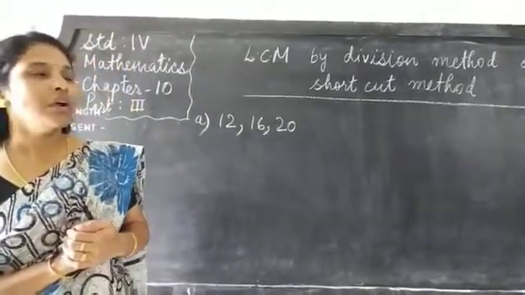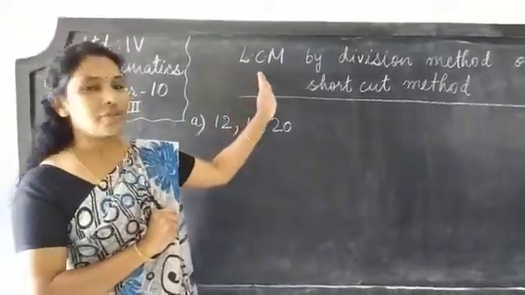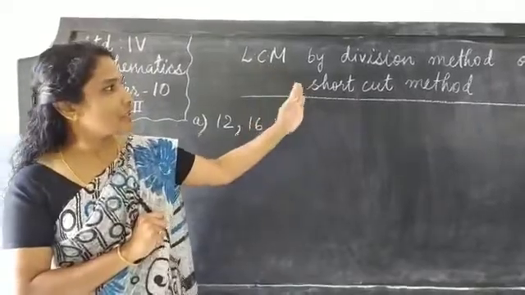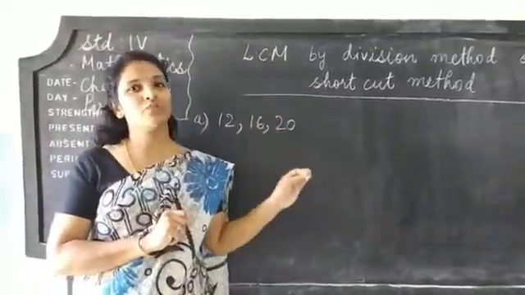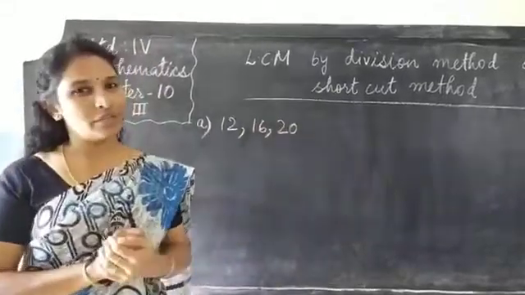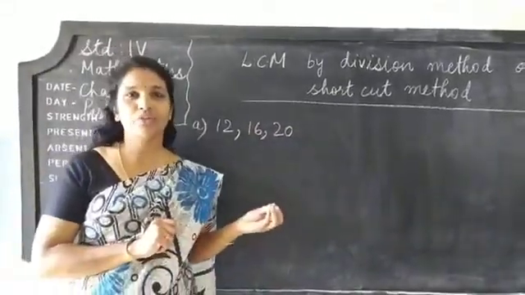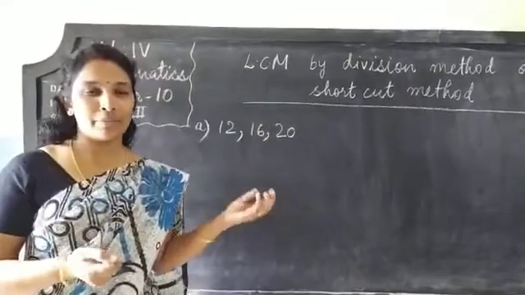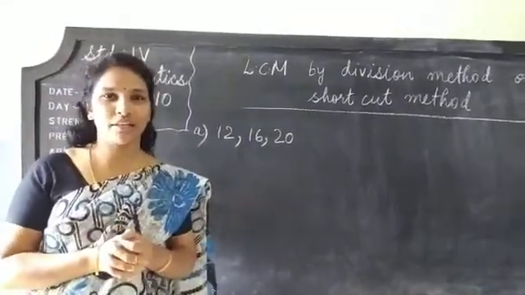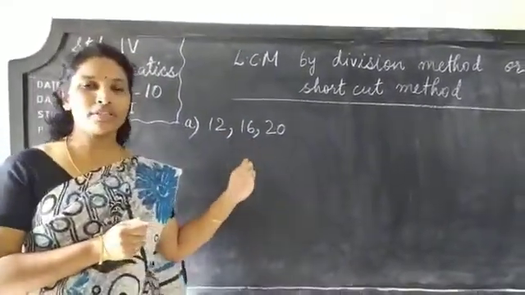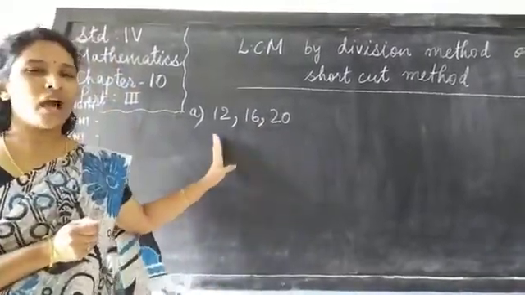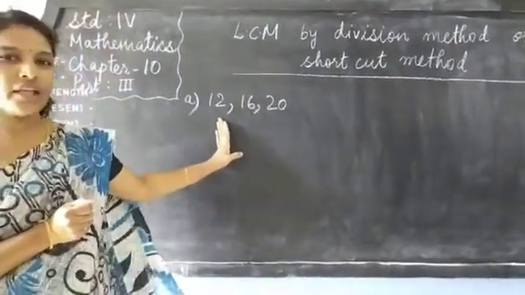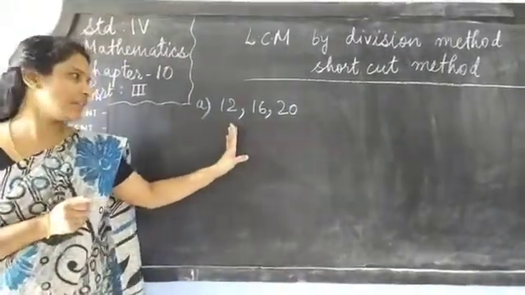Okay? Today we are going to do the division method or shortcut method, and this method is the easiest and the shortest method. We have learned to find LCM by the prime factorization method together. It's almost the same type, but not the same. Okay, let's see how to find LCM by the division method.